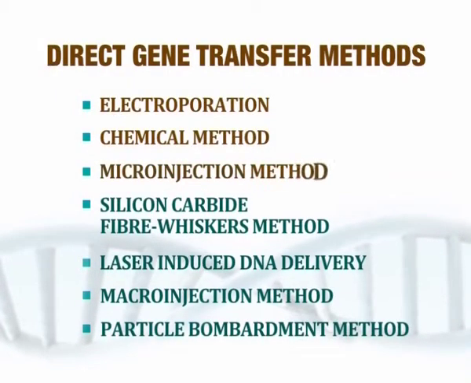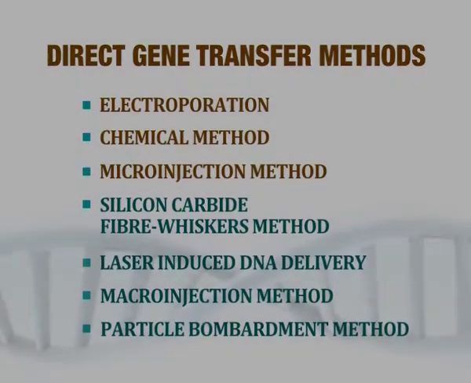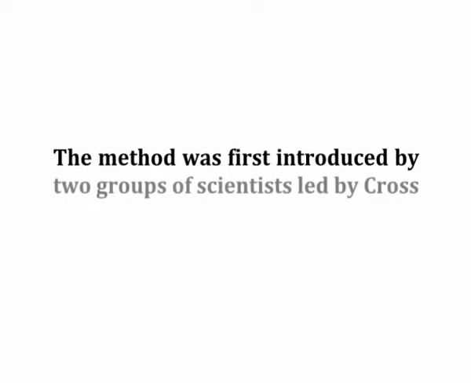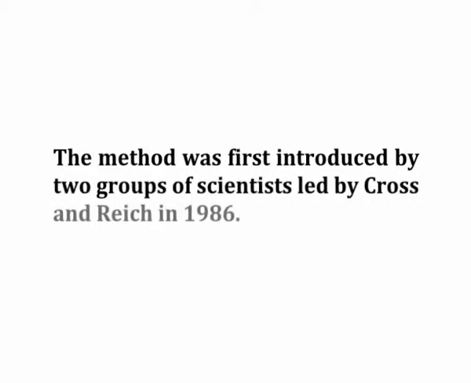Next, we'll have the microinjection method. In this method, DNA solution is injected directly inside the cell using a capillary glass micropipette. The method was first introduced by two groups of scientists led by Gross and Rich in 1986. The glass micropipettes have a 0.5 to 10 micrometer diameter tip, which will be used for transfer of DNA into the cytoplasm or nucleus of a recipient cell.